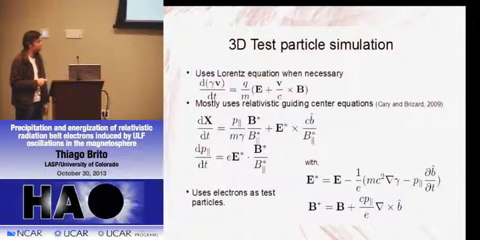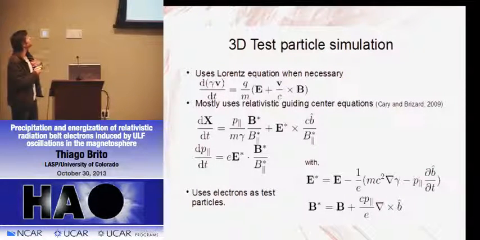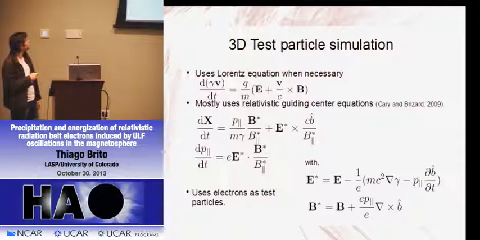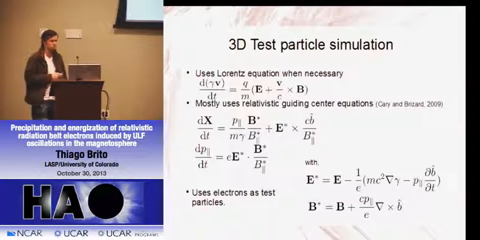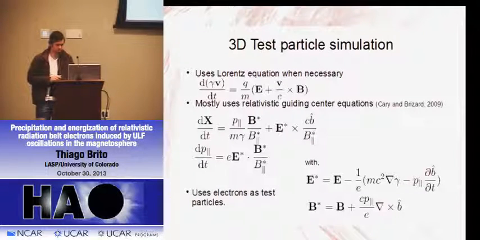And these are the equations that our test particle code uses. It can follow the relativistic Lorentz equation when necessary, but typically it uses a guiding center equation derived from Cary and Brizard. This is derived from a Hamiltonian, so it's a long paper, but these are the equations that we use, and they update the position. Because you're using just a guiding center, you only need to worry about the parallel momentum of the particles. And the code tests if the gradients are big enough that the first invariant might be broken. Then it switches to Lorentz, so you're able to track the full gyro motion of the particle. But usually these equations are sufficient to follow the particles.